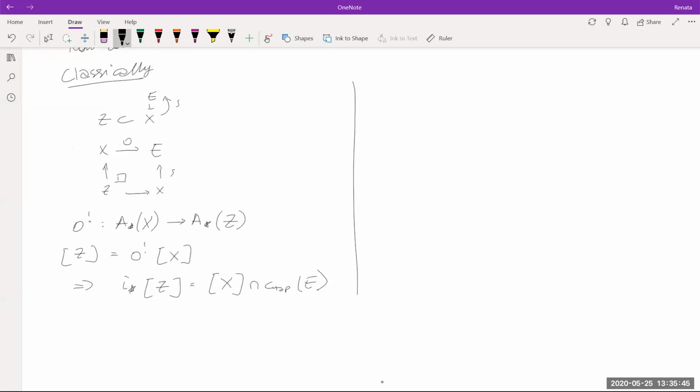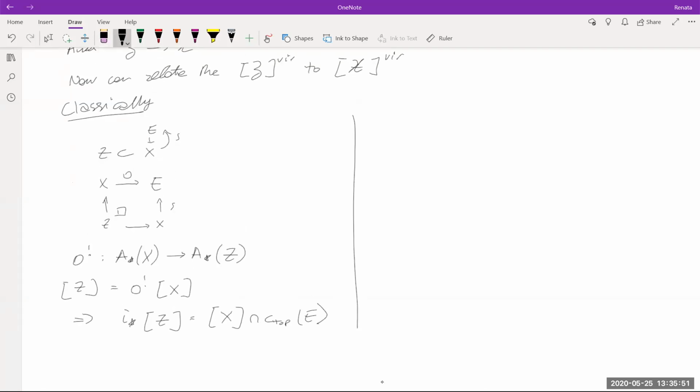So this is the classical picture, and the idea is that the quantized picture, the moduli space picture, works the same way, but now we have these universal curves over the two moduli spaces.